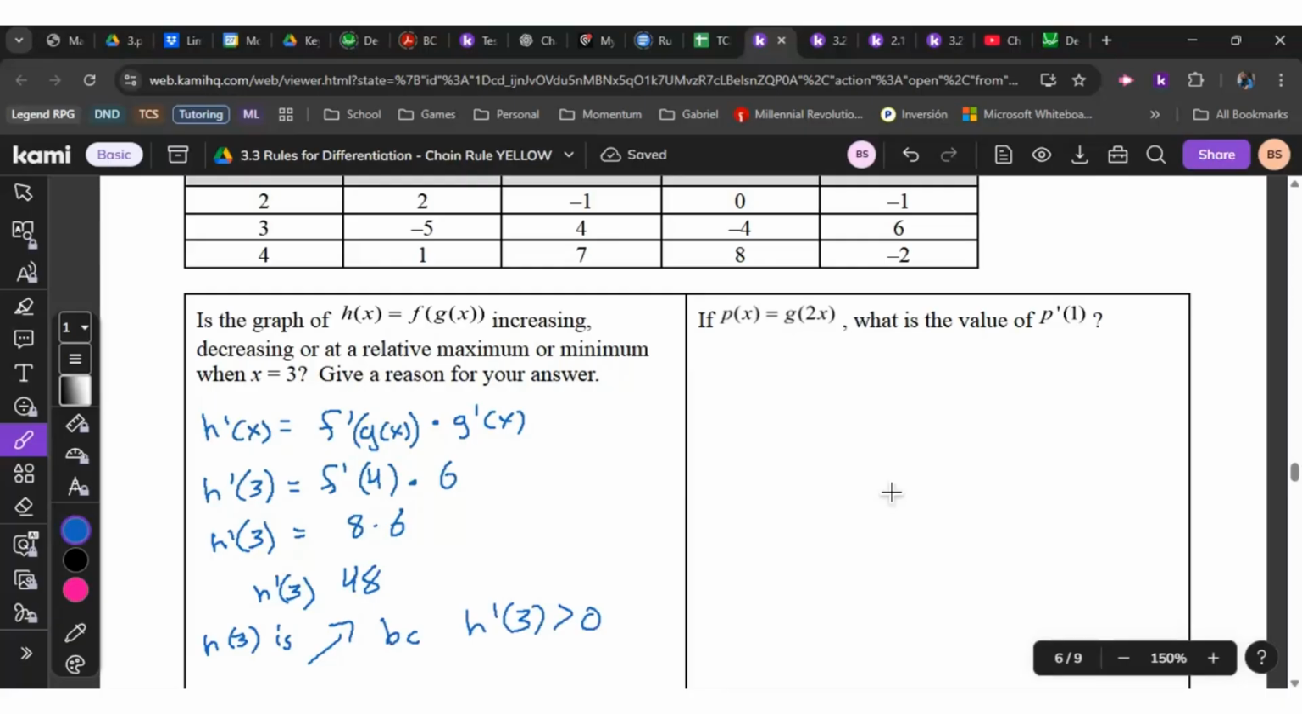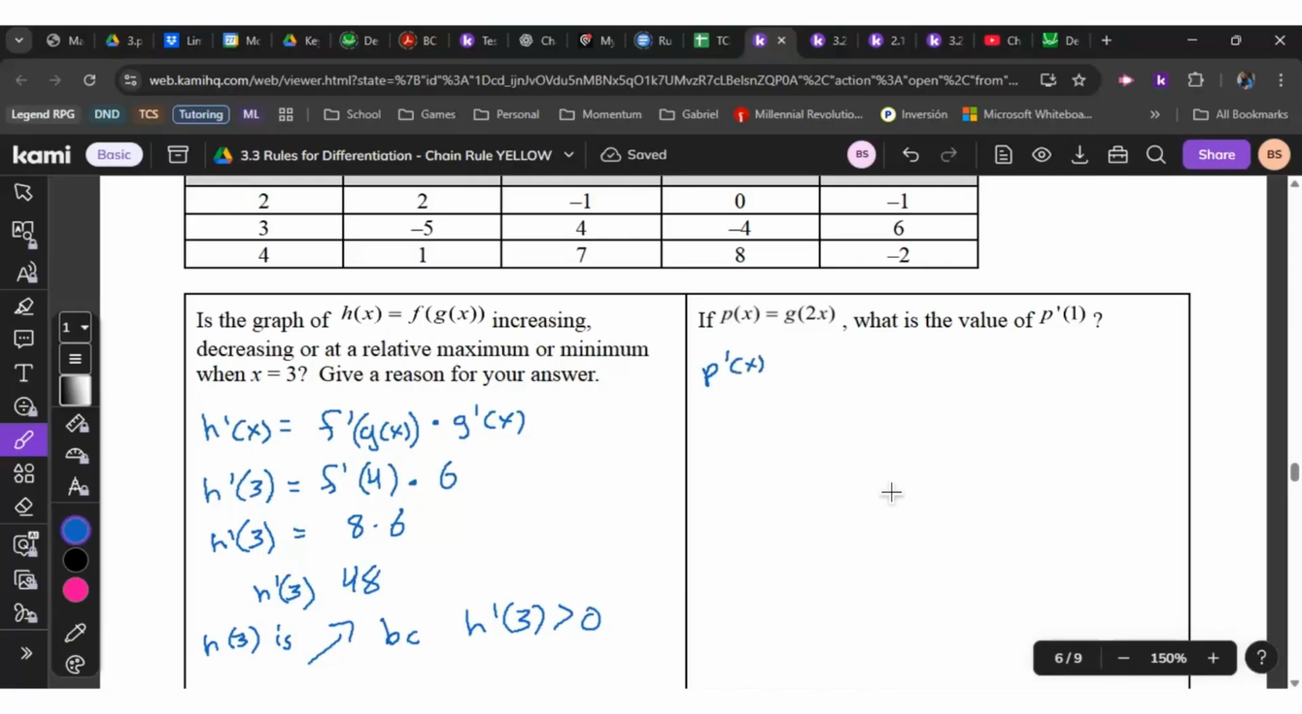It would be a max or min if it was 0 and then it was changing signs. Like how would we know if it changes sign? You do the sign analysis where you plug something a little to the left and right.